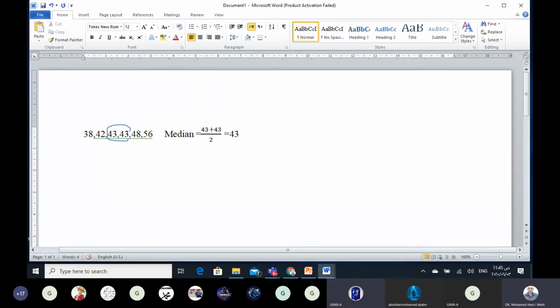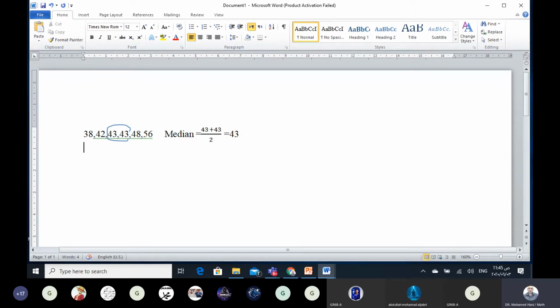Always remember, when the number of data is odd, just take the number in the middle. When the number of data is even, take the two numbers in the middle, then find the mean of them. All okay.